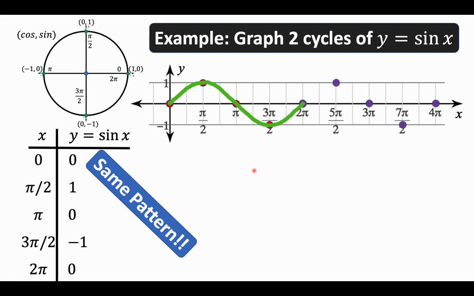So same pattern. So 0, that's my starting point, is where that one ended. 1, 0, negative 1, 0. And you can see it's just another cycle. And then you just draw another one. So that is 2 cycles of sine x. That's what your homework's going to ask you to do, so just make sure that you're able to fill it out like that. Have any questions, feel free to ask.